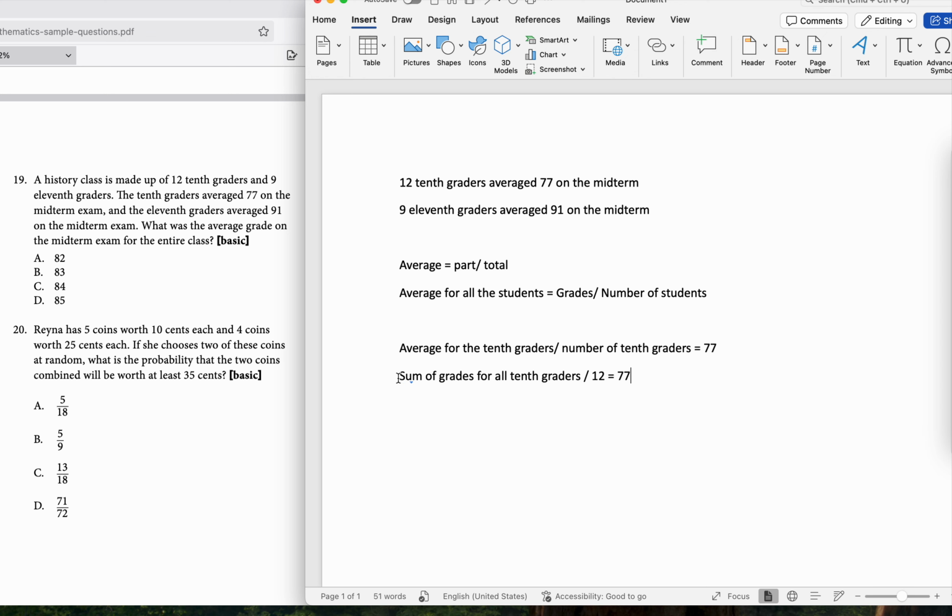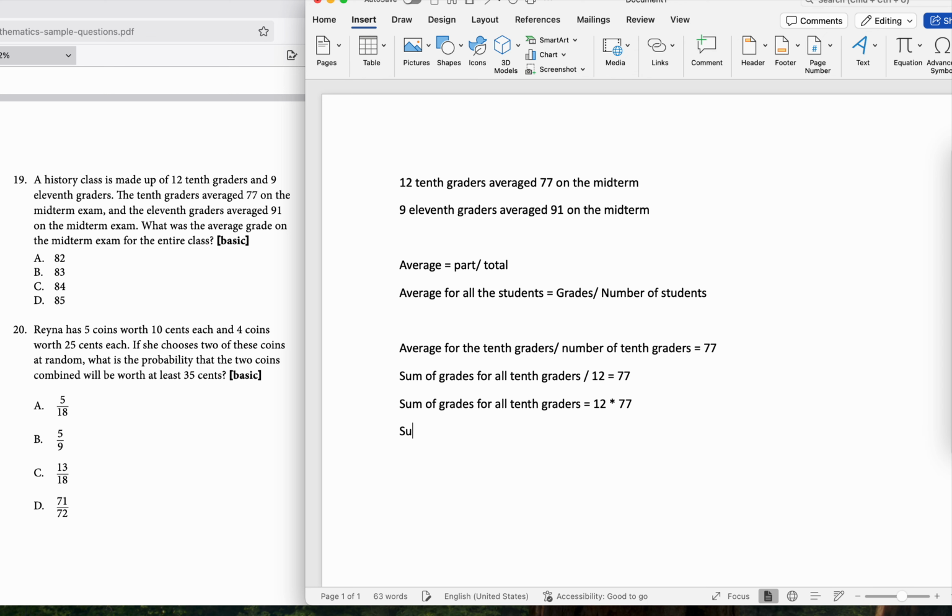They didn't tell us what their grades were or how much their grades added up to, but they gave us this equation. So we can figure out the sum of all the grades by multiplying both sides by 12. You get the sum of all the grades for the 10th graders, and we know that is equal to 12 times 77.